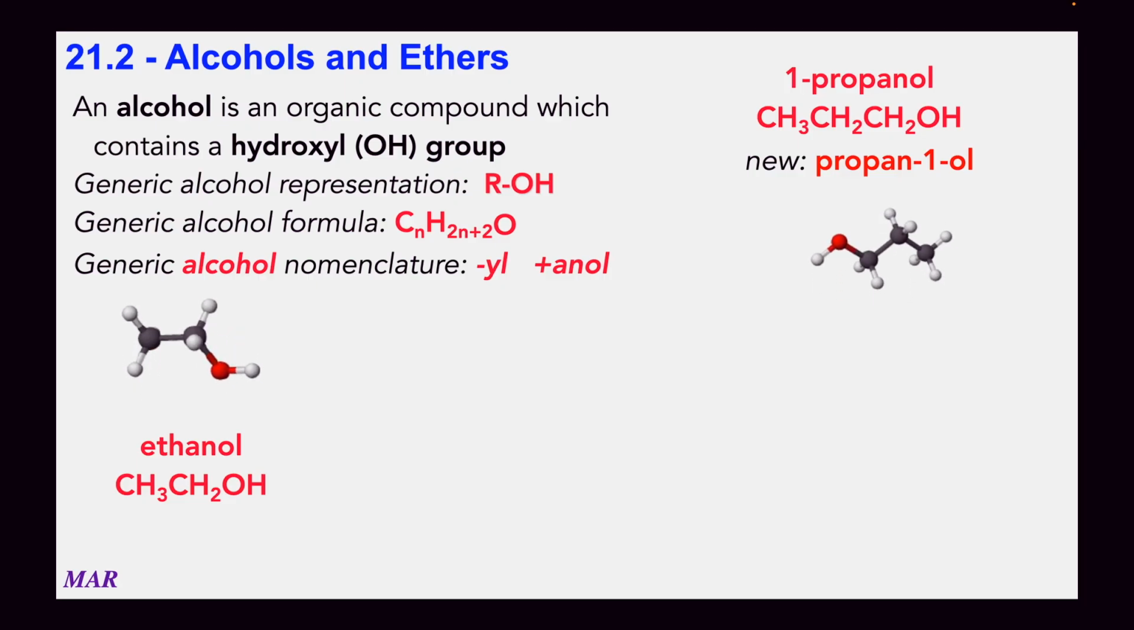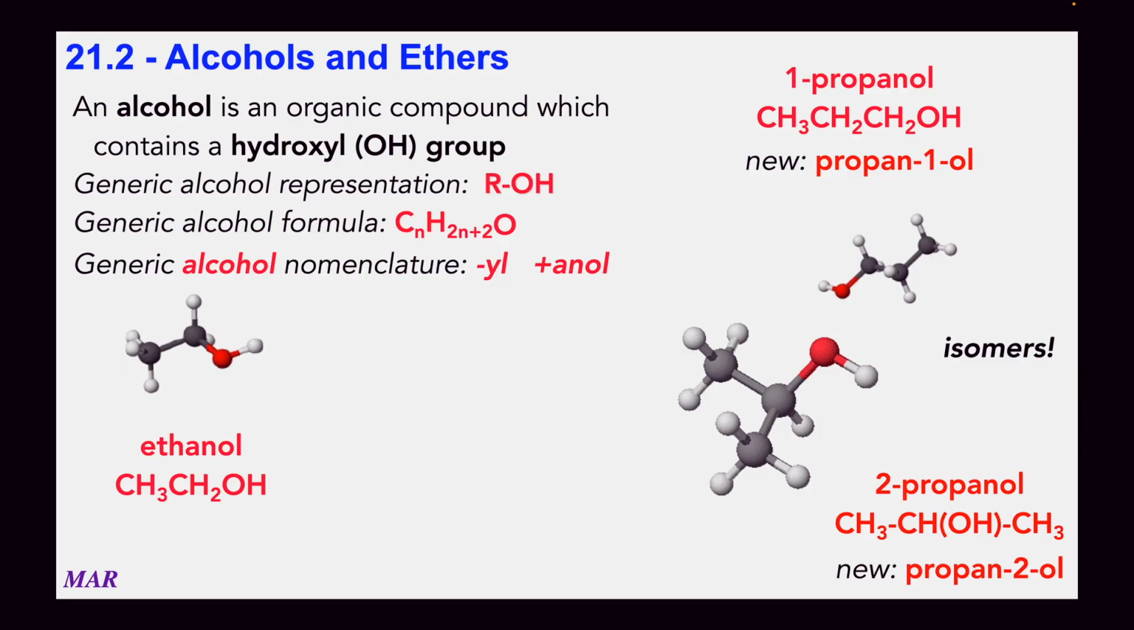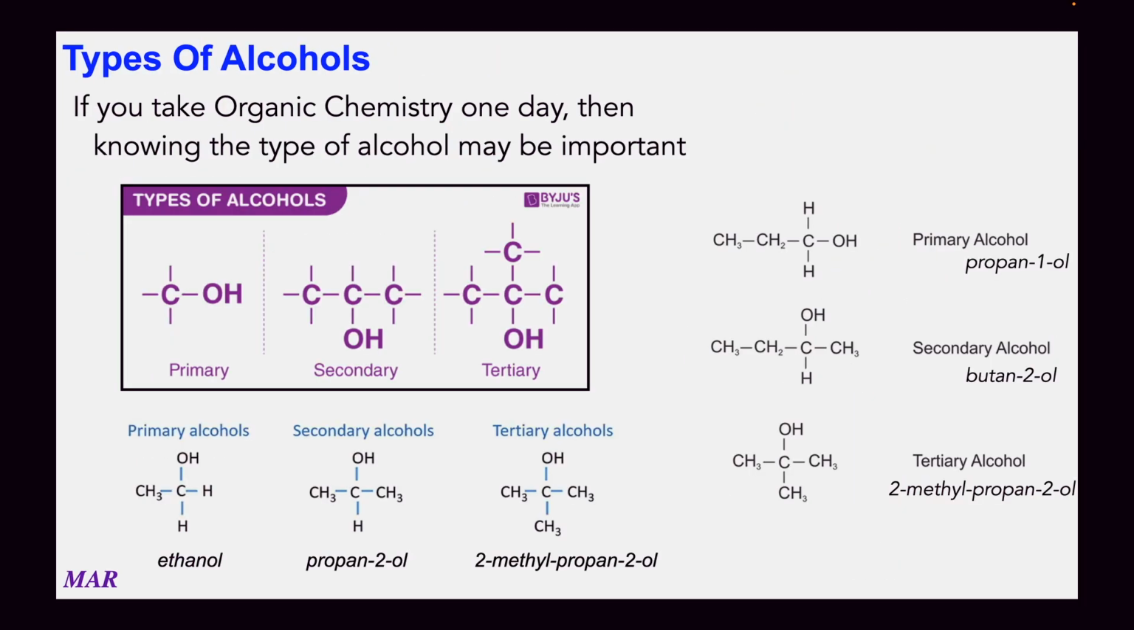And this is important because you could put the OH off the second carbon. In my day, I would have called this 2-propanol, but the new way of naming this would be propan-2-ol. These are isomers of each other, and you start seeing a lot of isomers when you get to alcohols with two, three or more carbon atoms. If you take organic chemistry one day, this is going to be something important to you. I won't ask you any questions, and if you're not taking organic chemistry, you can kind of zone me out.